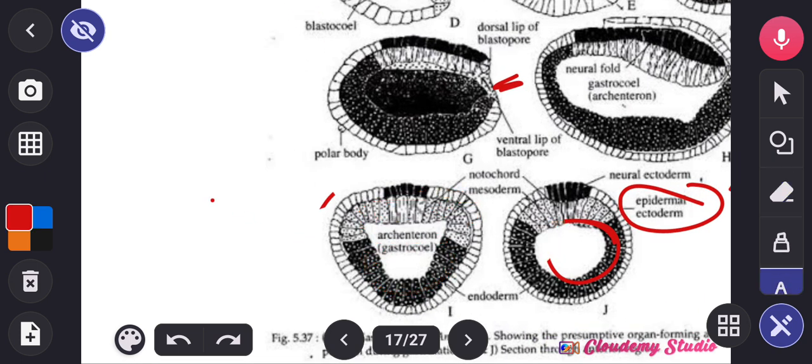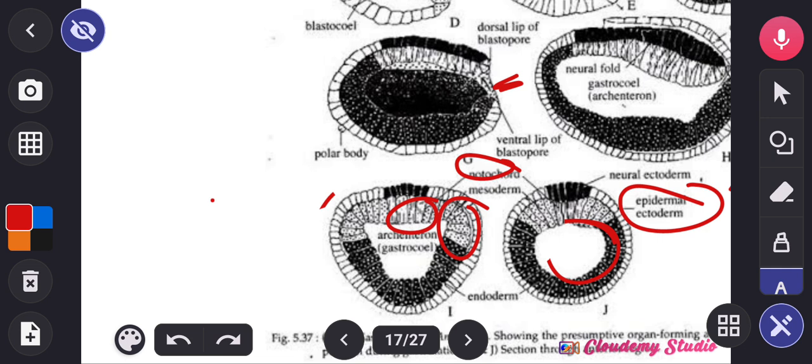So if you look at it, we have the what? We have the notochord here, and we have the mesoderm here. You understand? So now the lateral horns of the mesodermal crescent converge towards the dorsal side of the embryo, and they come to lie on both sides of the presumptive notochord.